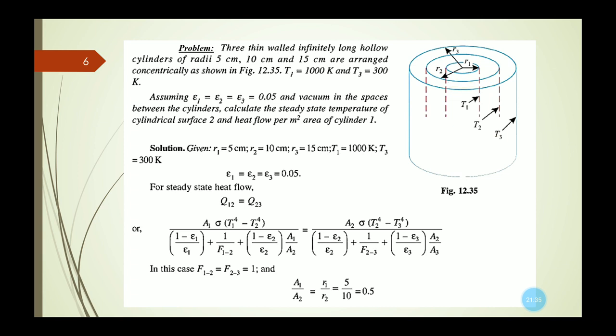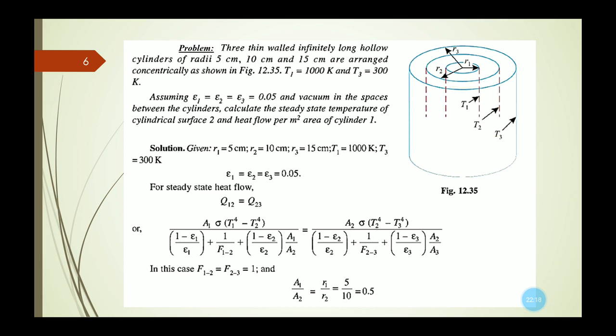Now let us first write what things are given in this question. If we consider the innermost cylinder as 1, then R1 is 5 centimeter, R2 is 10 centimeter, and R3, the radius of the outermost cylinder, is 15 centimeter. The temperature of the innermost cylinder is given as 1000 Kelvin, and T3, the temperature of the outermost cylinder, is given as 300 Kelvin. And the emissivities for these three different cylinders are given as 0.05.